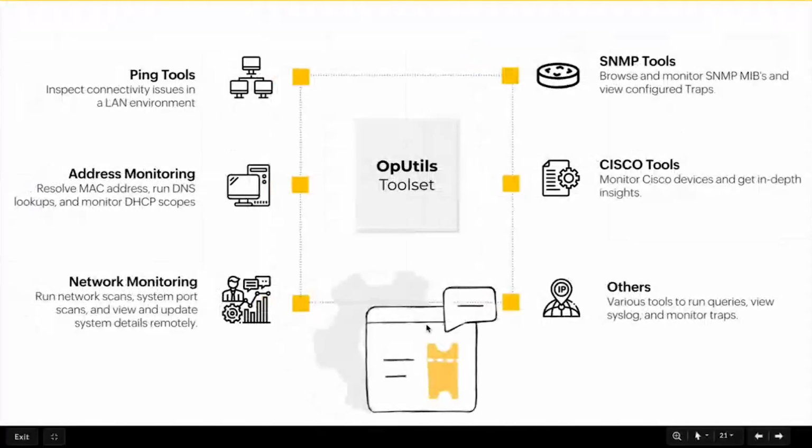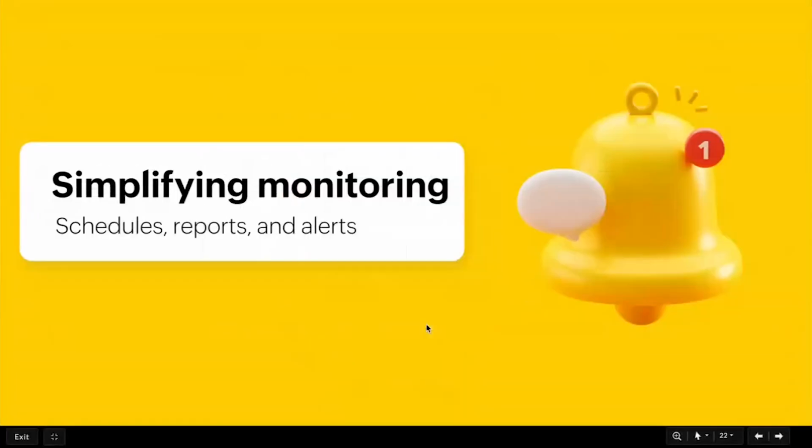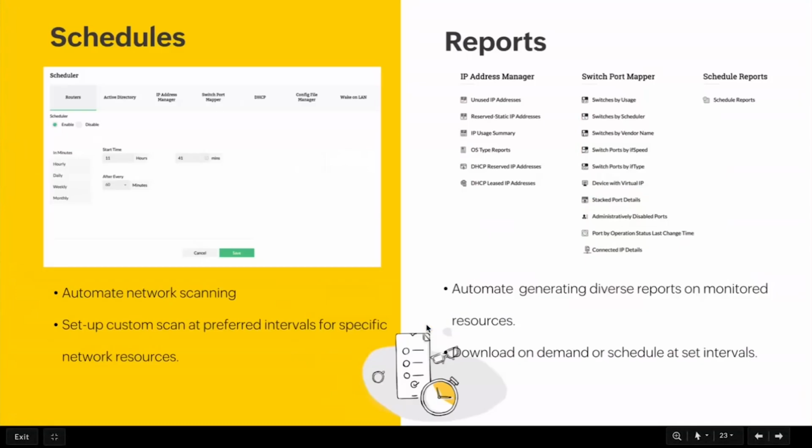Next, let's move on to the schedules, reports, and alarms. So first, what is a scheduler and why do you need the scheduler option? The simple reason is to automate network scanning and update real-time insights on IP addresses and MAC addresses. Using an on-demand scanner every time to scan your IPs and MAC addresses is such a hassle.